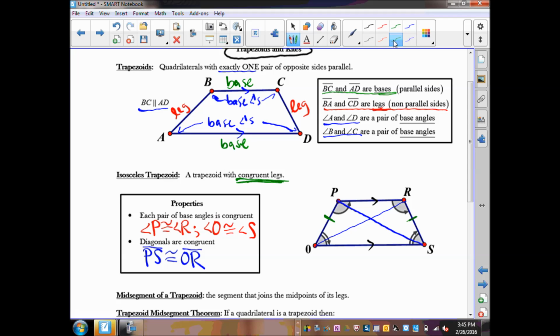Alright, there is actually one more thing that is a follow-through, so just make this a note. For isosceles trapezoids, one base angle from each set of pairs is going to be supplementary. So what I'm saying here is just a note that angle P and angle O are supplementary. Likewise, angle R and angle S are supplementary.